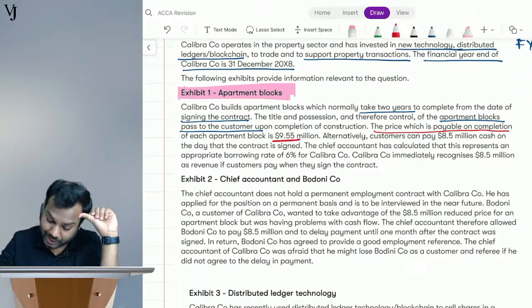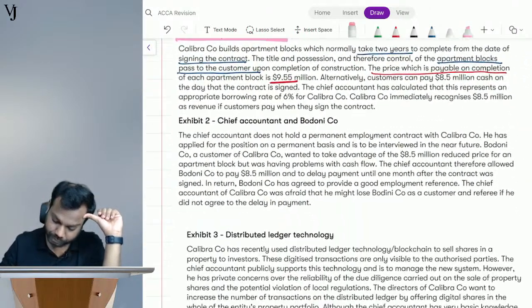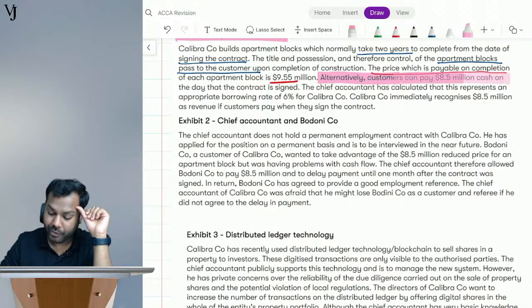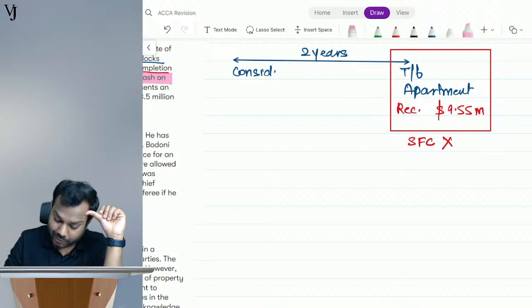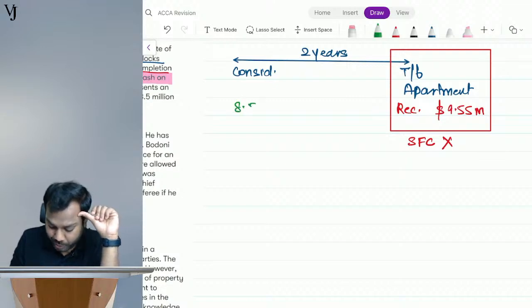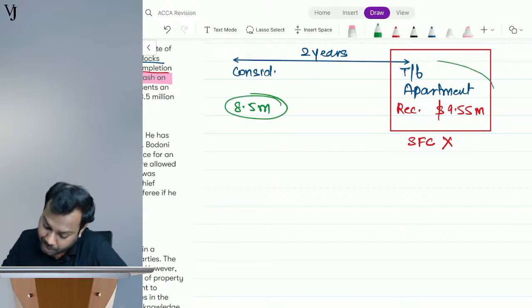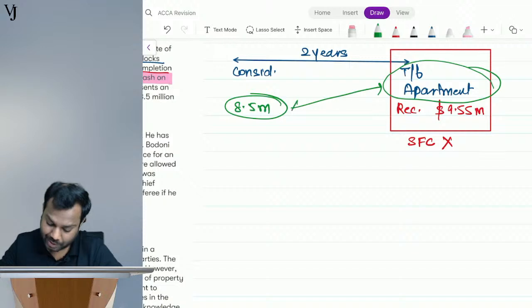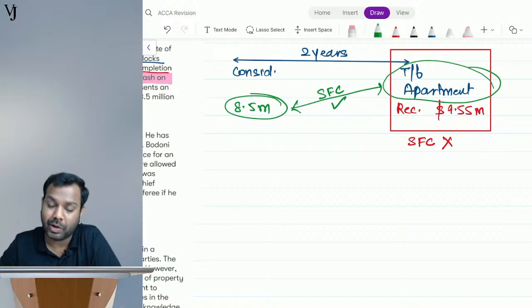Alternatively, see what it says. Read. Alternatively, customers can pay $8.5 million cash on the day when the contract is signed. Alternatively, the customers can pay 8.5 million here as well. So consideration is received here, but the apartment block is transferred here. Now, in this, SFC applies. Tell me yes or no.